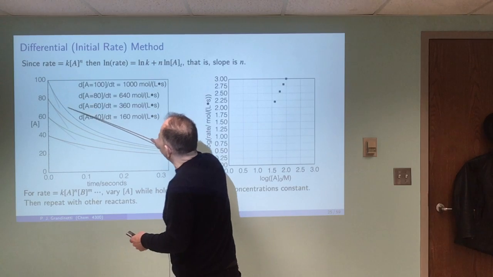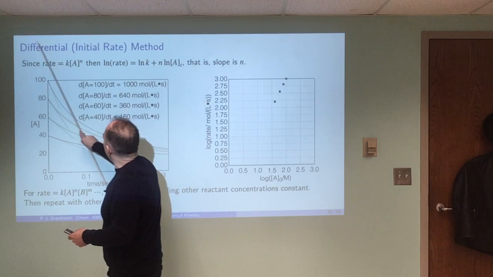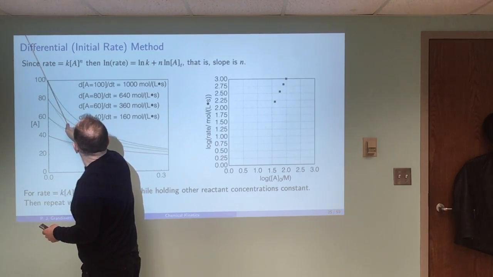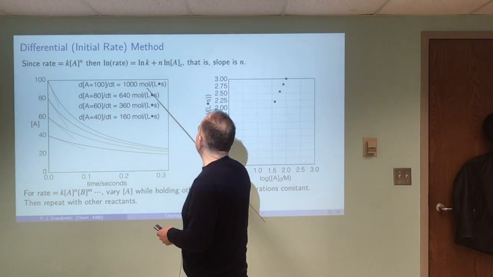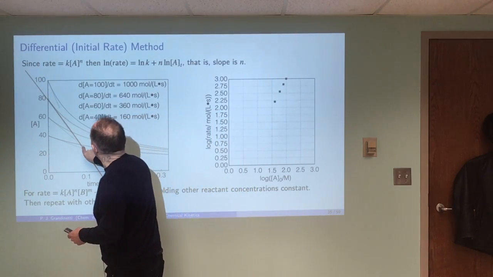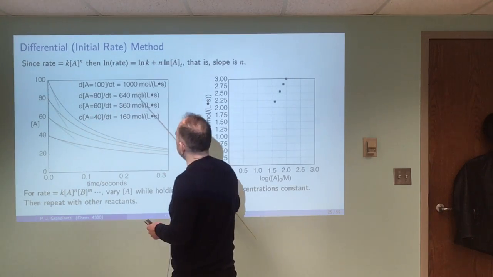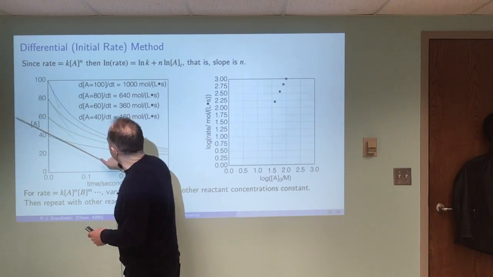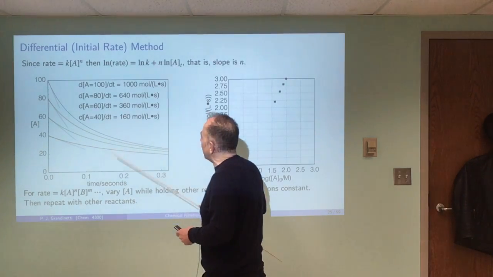let's say I have a decay for A and I start out with an initial concentration of 100. If I look at the initial slope here for a concentration of 100, then I get a value of 1,000 moles per liter second. If I move down to another initial concentration, say 80, then the initial slope is only 640. If I go to initial concentration of 60, it drops to 360. And if I go to 40 initial concentration, then the initial slope is 160.